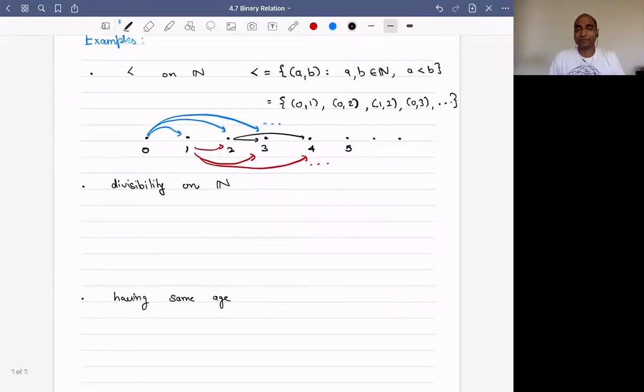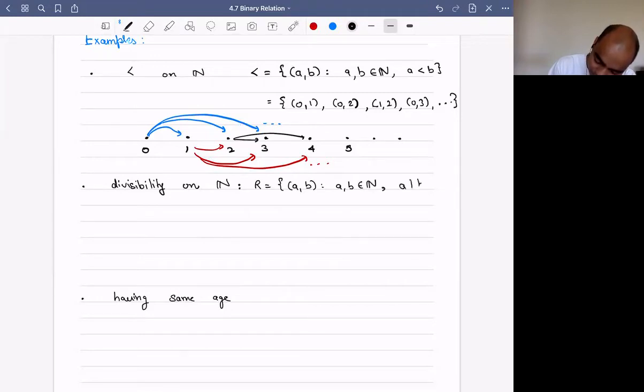You can have divisibility. You can have the relation R defined as pairs A and B, where A and B are natural numbers. And A is related to B if A divides B. So the relation of divisibility consists of pairs A and B such that A divides B. And this is a relation. This is how numbers are related to each other.